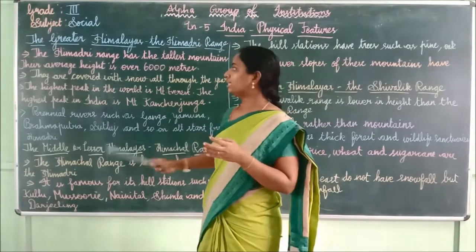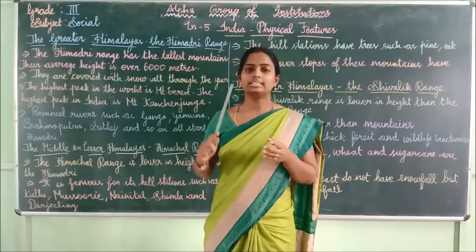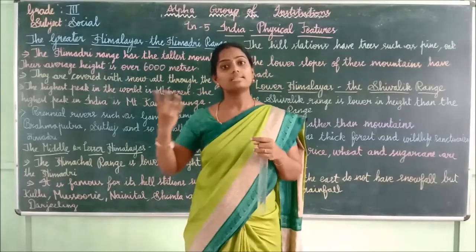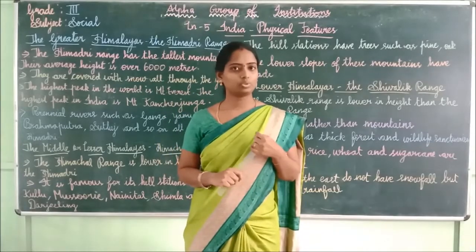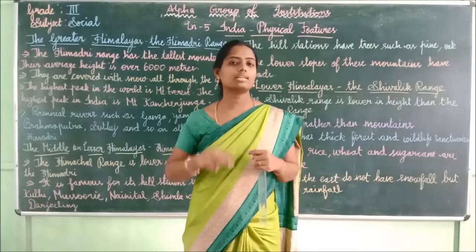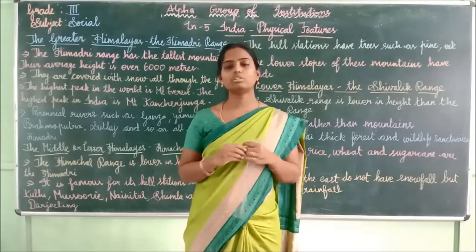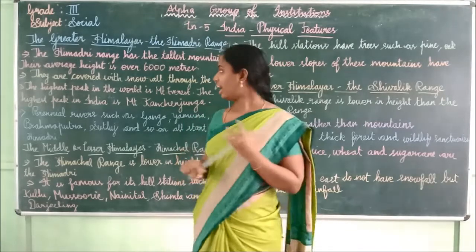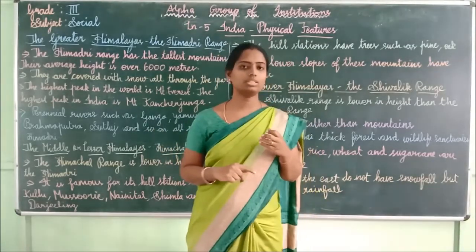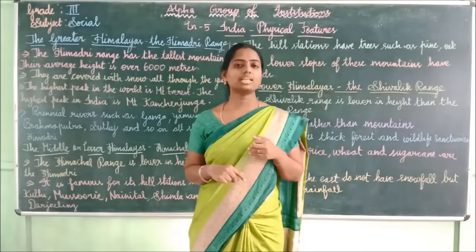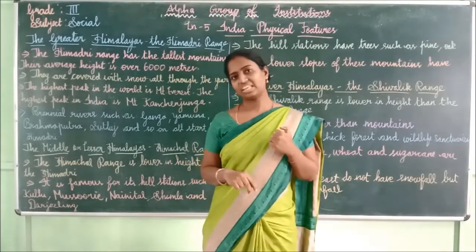This is all about Himadri, children. Himadri is the tallest mountain. Its height is about 6,000 meters. So only it is called the tallest mountains. And also it is fully covered with snow throughout the year. The highest peak in the world is Mount Everest, which is in Nepal, and the highest peak in India is Kanchenjunga, which is in India.